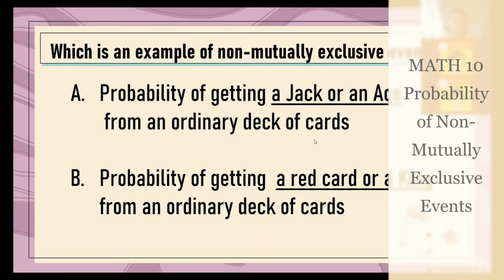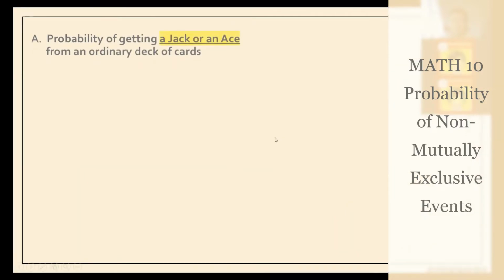If you will list all the jack, how many jacks do we have? 4, di ba? Tama ba? Do we have 4 jack? Yes. What about ace? How many ace do we have? Ilang ace meron? 4 din. May common ba? Is there a jack card which is at the same time an ace card? Mukhang wala, no? Wala. So we'll see later. So letter A is mutually exclusive because there is no common outcome. Letter B is non-mutually. Okay.